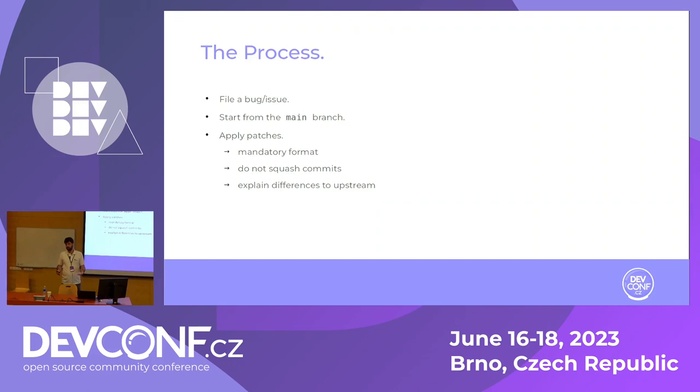And of course, it's a Frankenkernel, so it's unlikely that a commit from upstream will apply as is to the CentOS Stream kernel. Some commits do if you're lucky, but most likely you will have to make some changes, adjusting to the old APIs that are there. Those changes need to be explained. There should be reasons why the backport differs from the upstream.